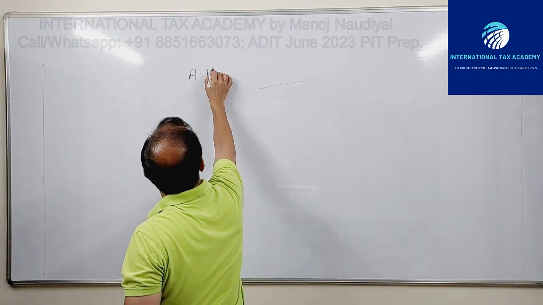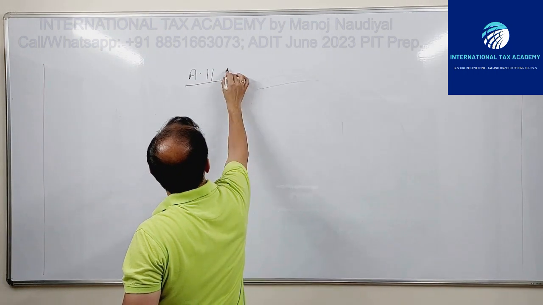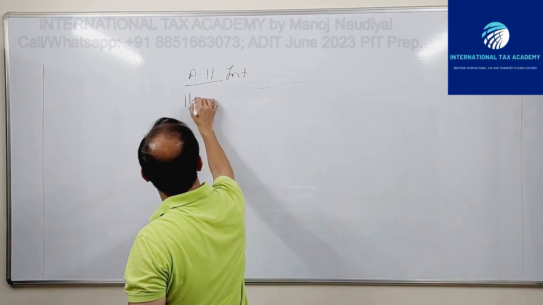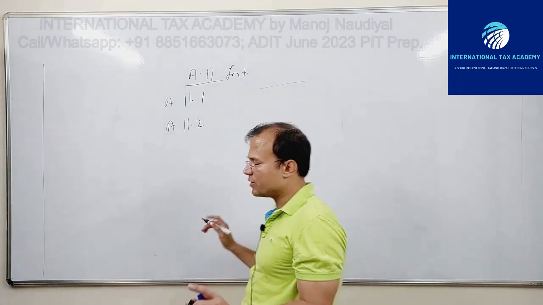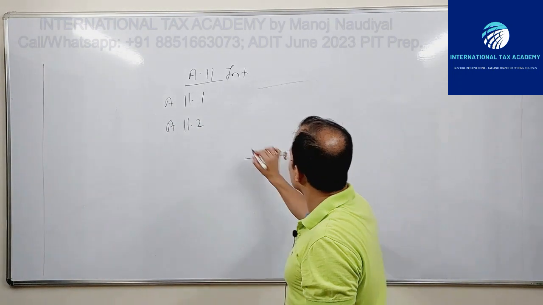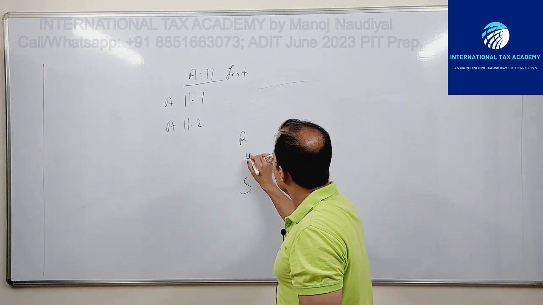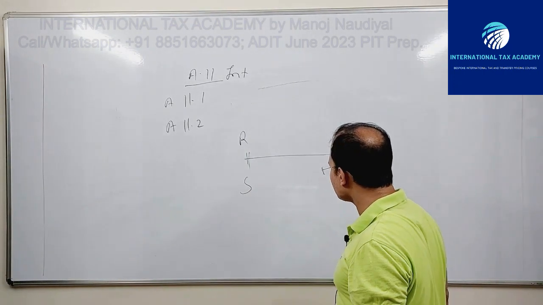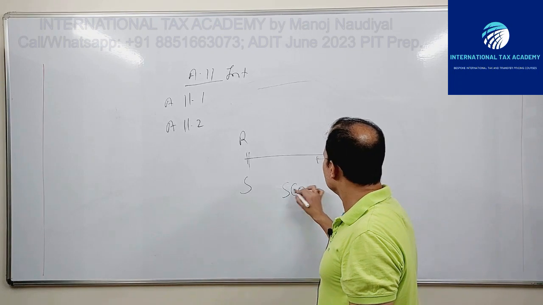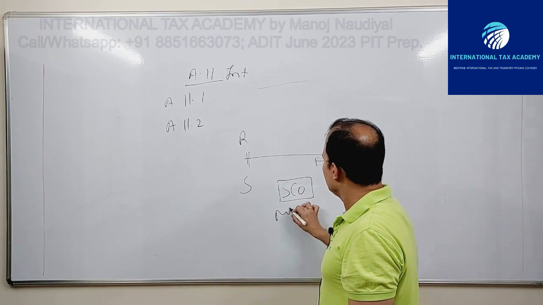Okay, Article 11. Again 11.1 and 11.2 together, right? Same, because there is no difference, absolutely no difference. You have R, you have S. R as treaty. So you have, we will take ESCO.